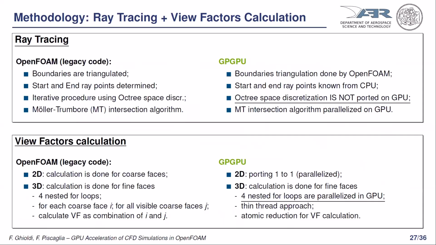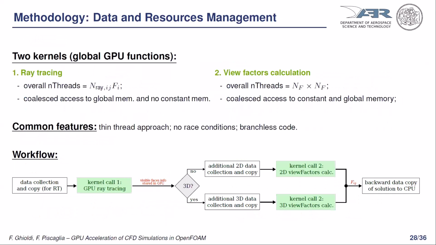So what we did was to accelerate, as I said, the ray tracing by re-implementing the Möller-Trumbore algorithm without moving the entire OpenFOAM space discretization onto the GPU. That would not have been needed and would have been very complex. Then we accelerated the calculation of the view factors. And thanks to the use of the atomic reduction, you can avoid the 4 nested loops that are indeed present in OpenFOAM. So just to move on to explain the workflow.